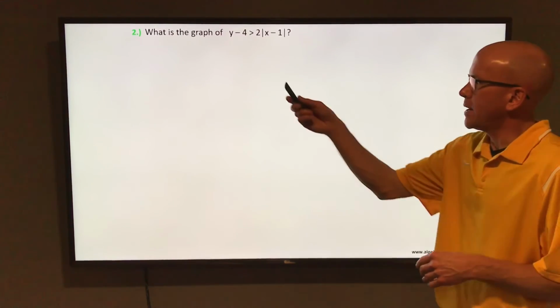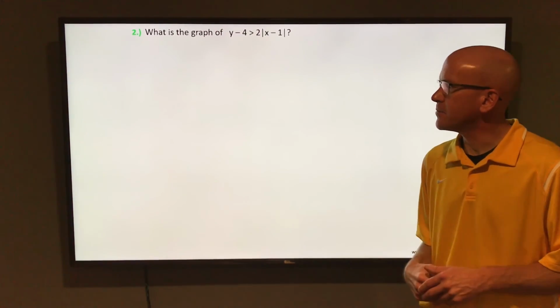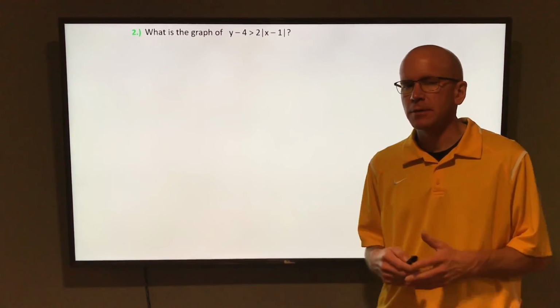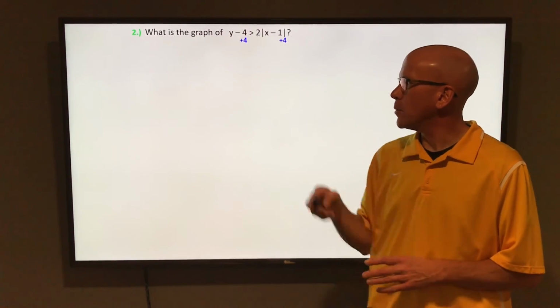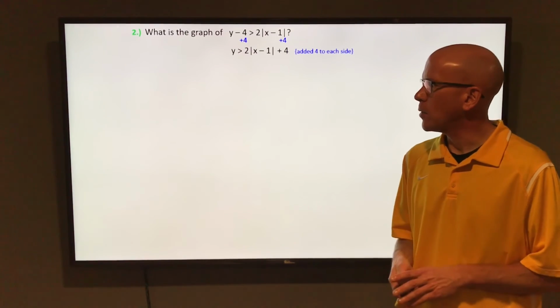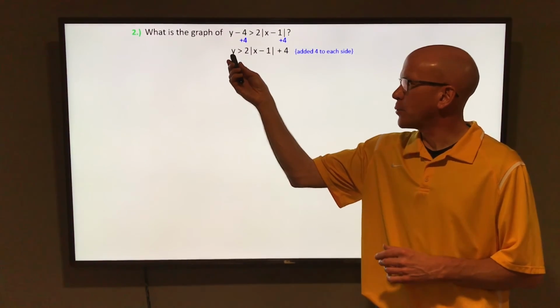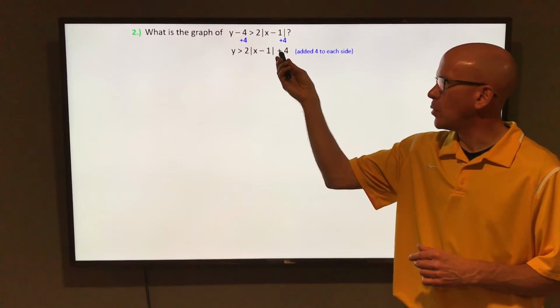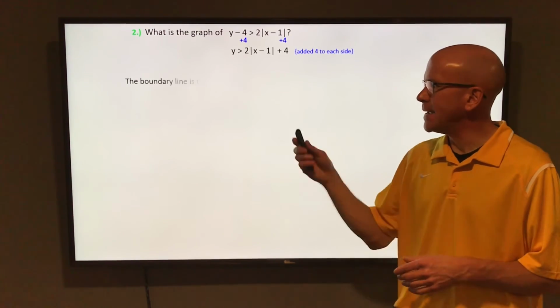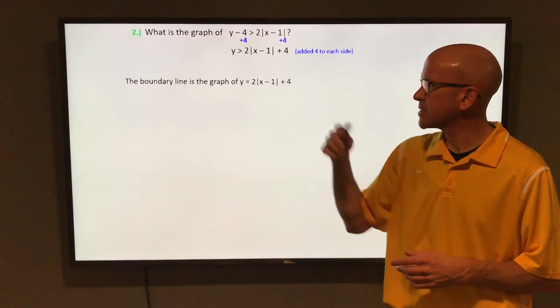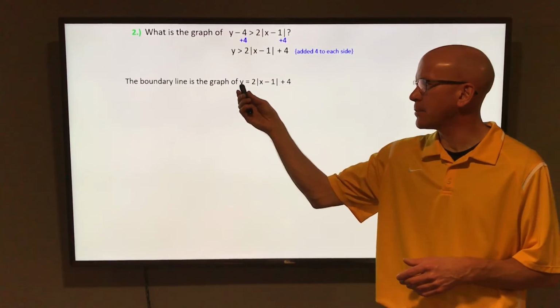What is the graph of y minus 4 is greater than 2 times the absolute value of x minus 1? Well, to graph this, first thing you need to do is get this in general or standard form. To do that, add 4 to both sides. In other words, solve this inequality for y. y is greater than 2 times the absolute value of x minus 1, plus 4. So we're going to graph the boundary, which is y equals 2 times the absolute value of x minus 1, plus 4. That's going to be a V-shaped graph.